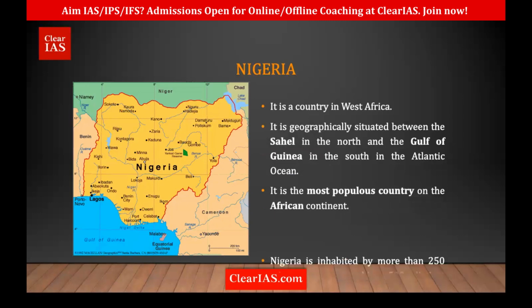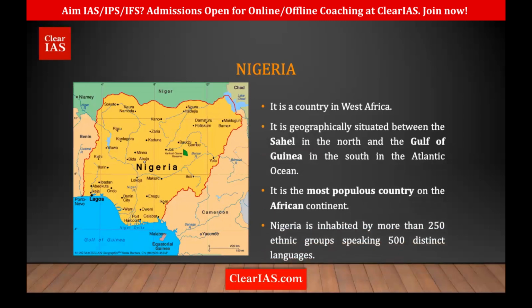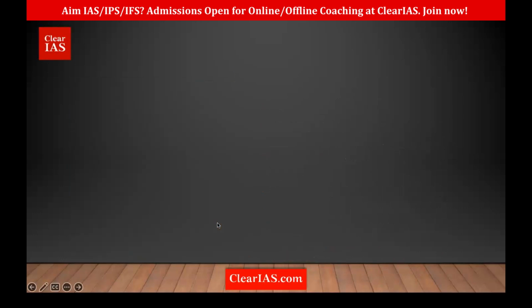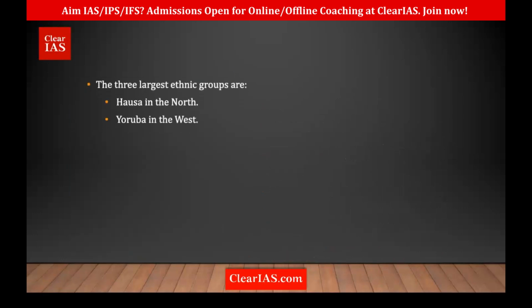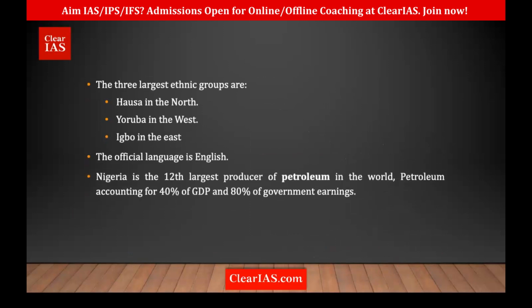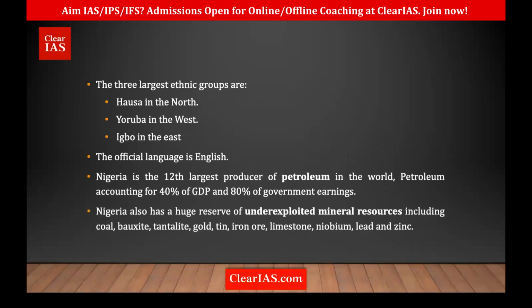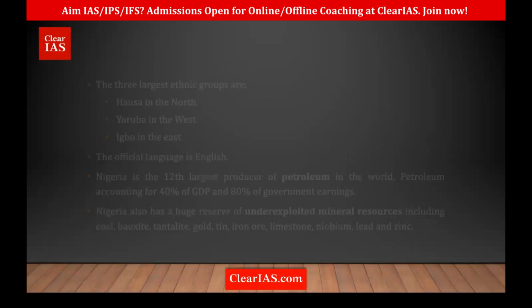Yes, it is the most populous country, and the bordering countries are Benin, Niger, Chad, and Cameroon. There are many ethnic groups, mainly Hausa, Yoruba, and Igbo. The official language is English, and it is a resource-rich country. Most of the income is from petroleum. Apart from that, there are many other resources which are unexplored.